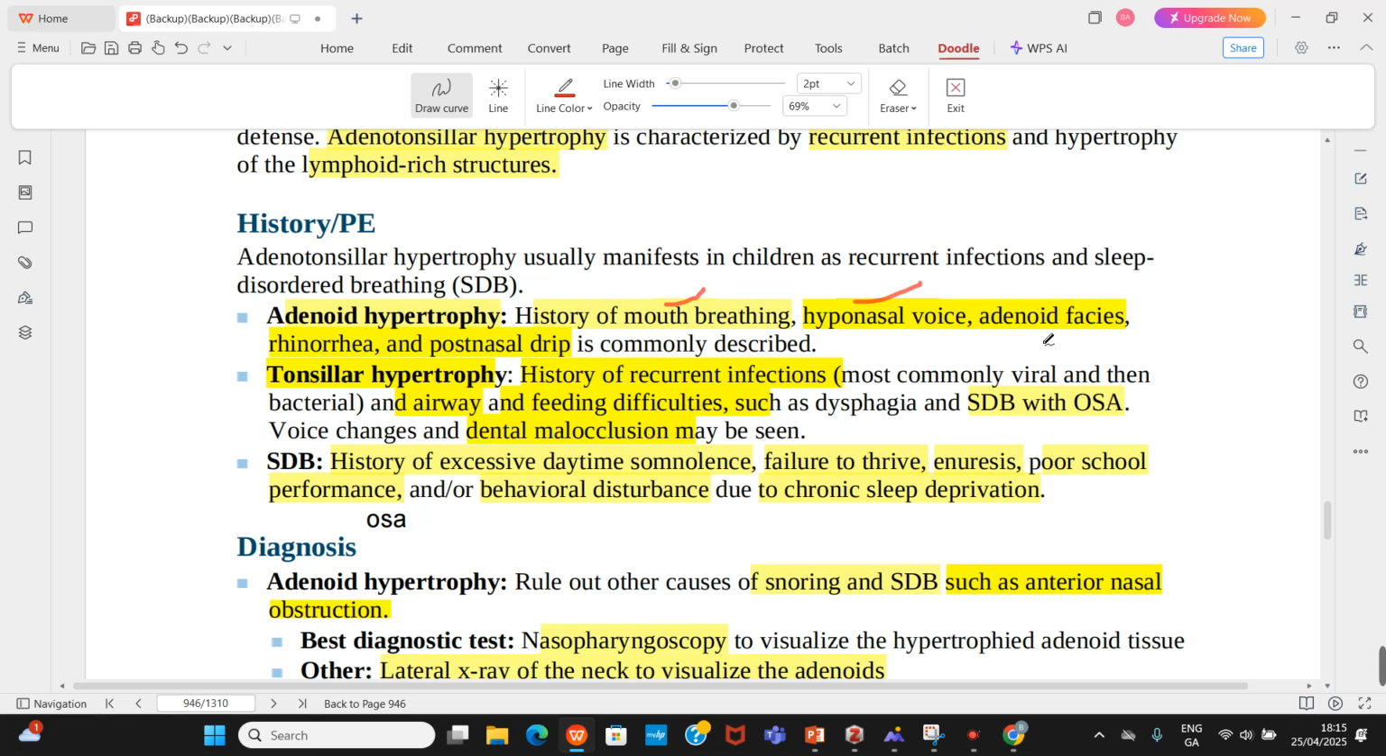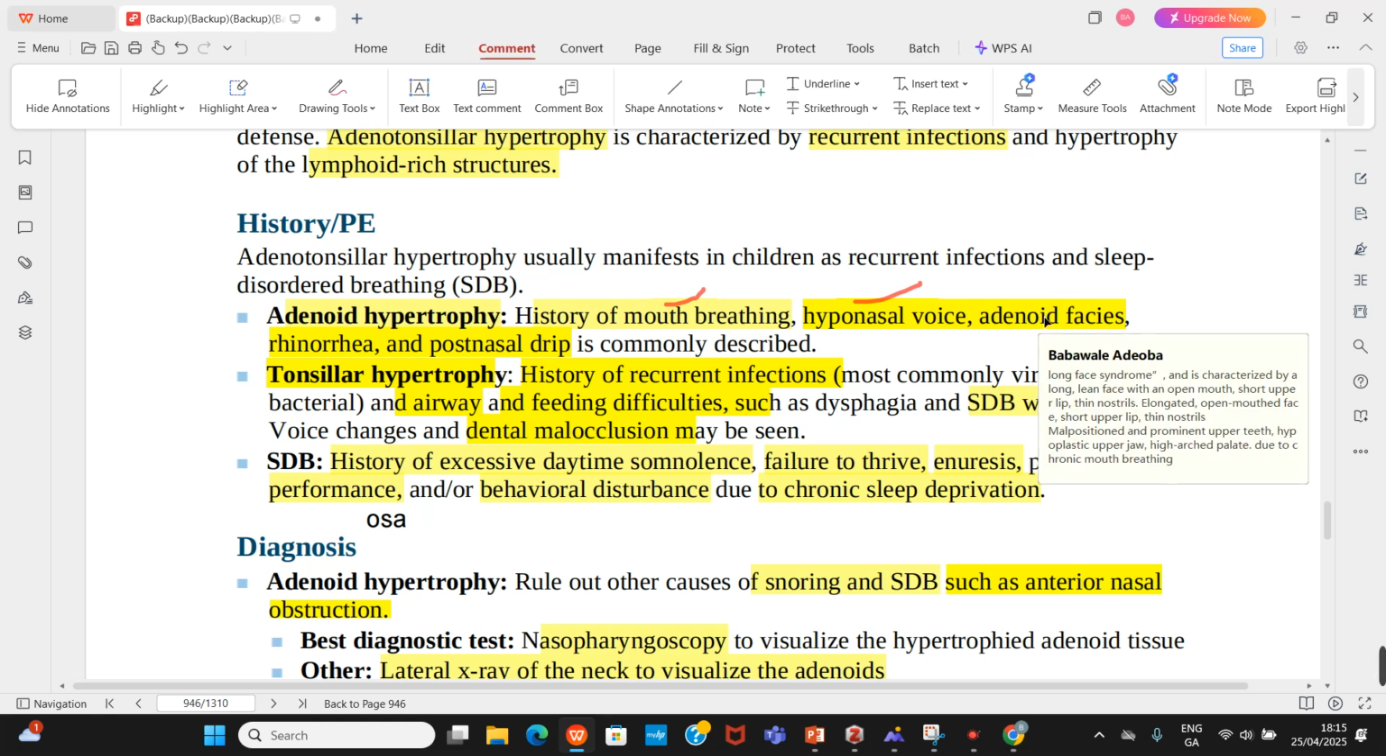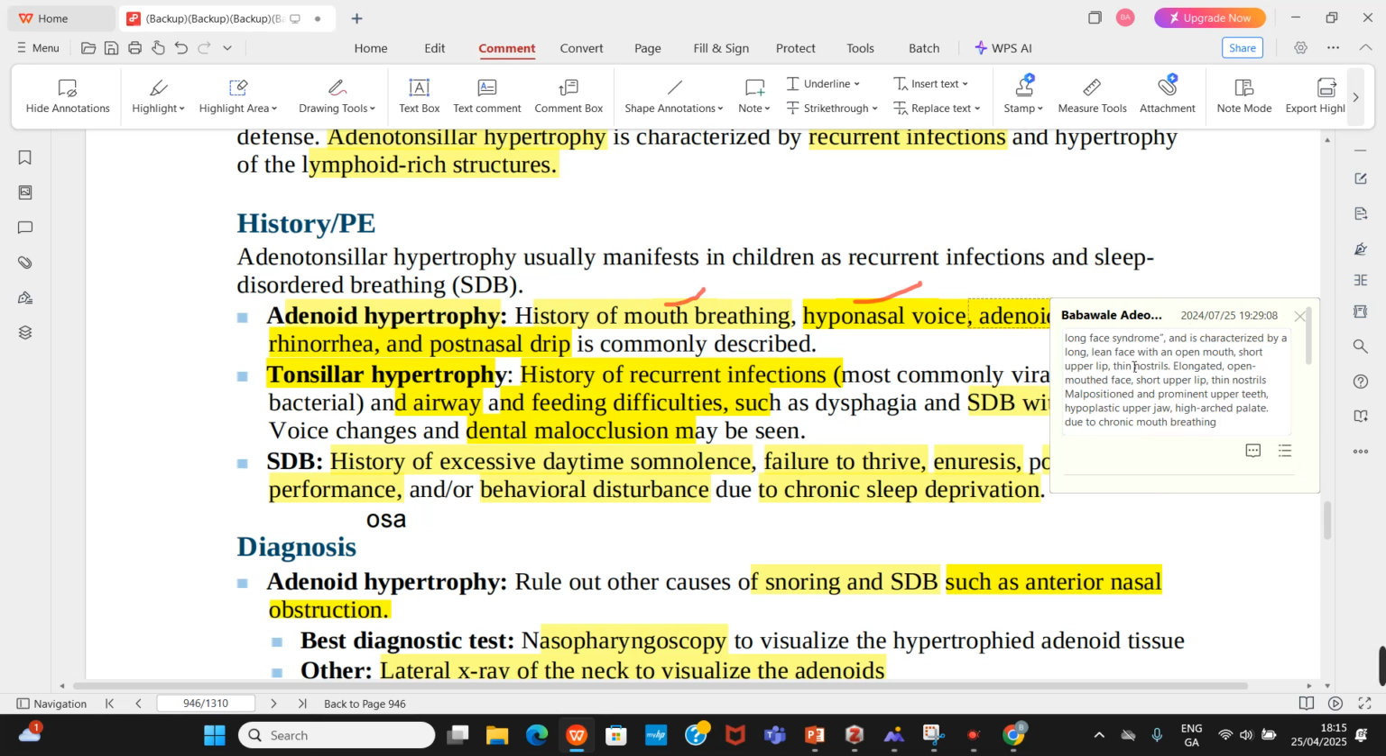They have adenoid faces. Long face. You see the face is going to be long and lean, with an open mouth, short upper lip, and thin nostrils. So once you see that, think about mouth breathing from adenoid hypertrophy. That's why their face is long and lean, the upper lip is kind of short, and the nostrils are thin.